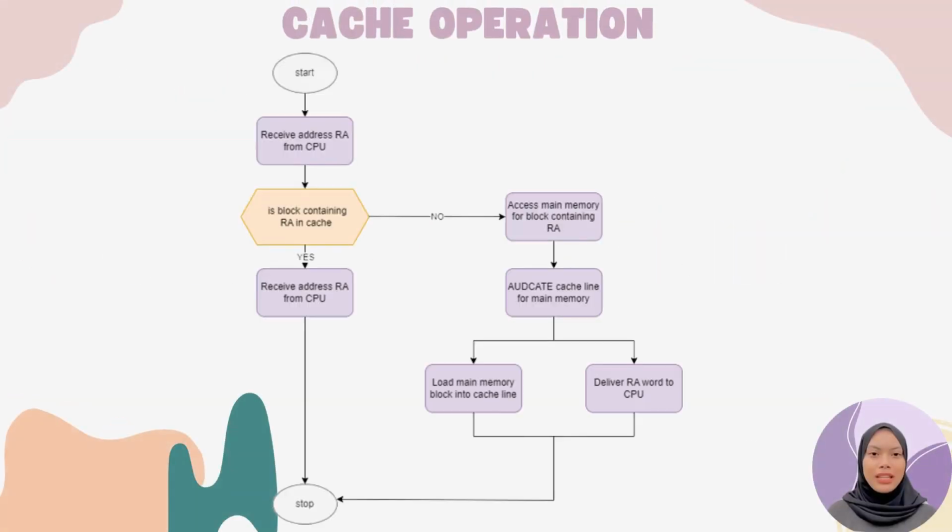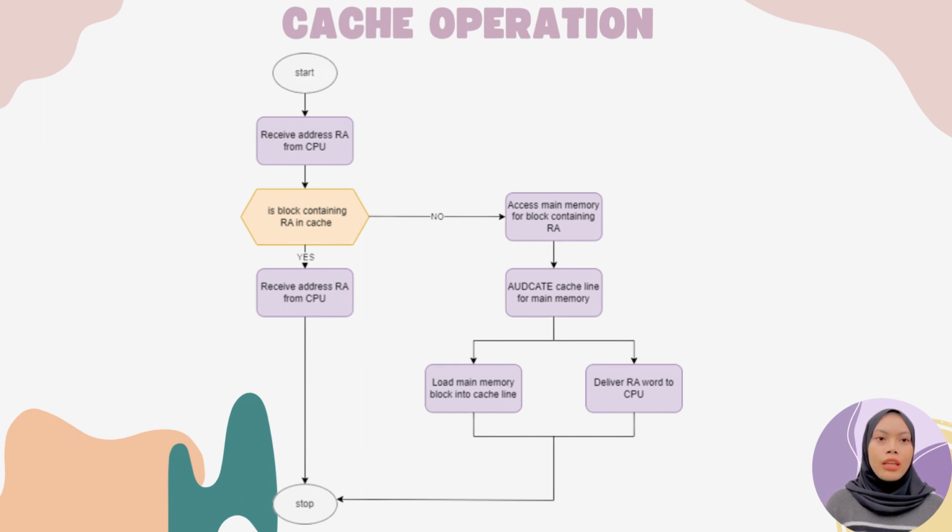Today I will explain about cache operation. First, the cache will start. After the cache starts, it will receive address RA from the CPU. After that, it checks whether the block containing RA is in the cache. It has two conditions. If yes, fetch the RA word and deliver it to the CPU, and it will stop.